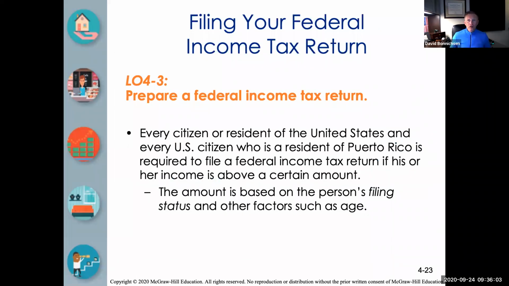So, filing a federal tax return. What we need to look at here is we have to choose a status. Every citizen of the United States or Puerto Rico is required to file a federal income tax return if your income is above a certain amount, and that amount is based upon your filing status with the IRS and your age.